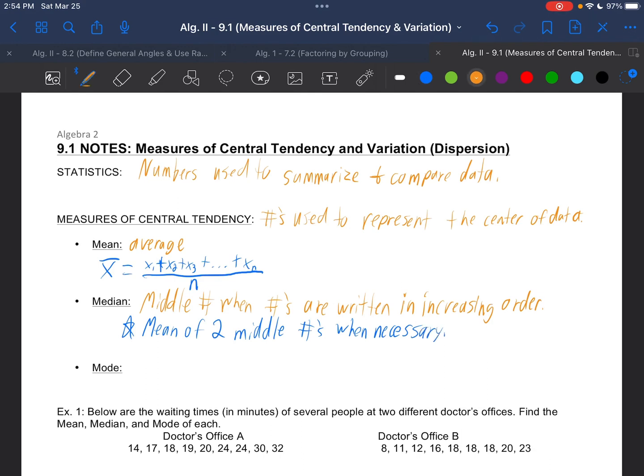The mode is the number that occurs most often. And it's possible that it could be more than one number. So let's say multiple numbers appear twice. Or it could even be none, if every number just appears once, for example.